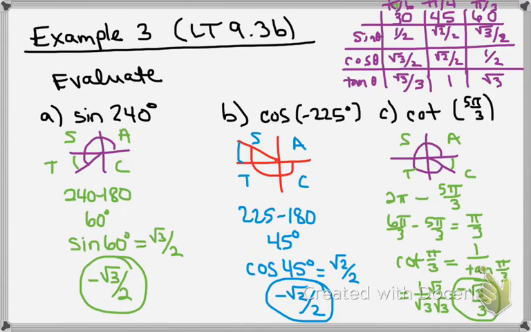So remember, when evaluating your trig functions, you're always first finding the reference angle, then evaluating your trig function at the reference angle, and then always make sure you're looking at which quadrant you're in to figure out what your sign is, whether it's positive or negative. So you got to make sure you get that right sign on there.